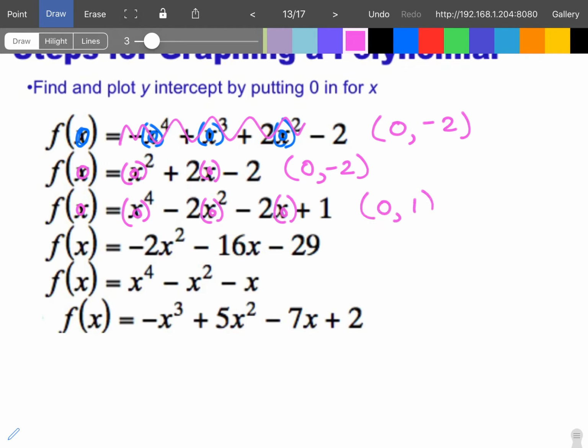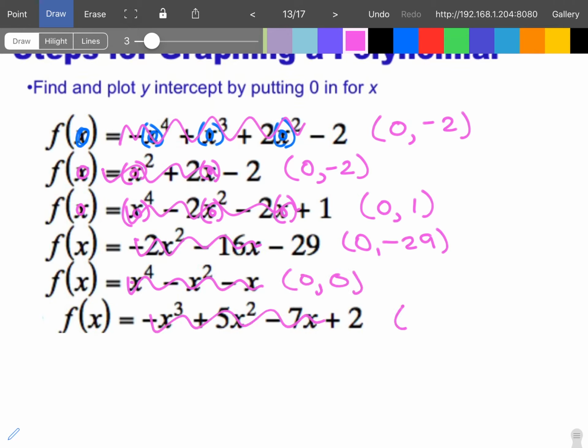This one would end up with (0, 1). Do you notice that basically everything is going away except for that constant at the end? Okay, so this one would be (0, -29). It's very easy when it's in standard form like this. These all would just make zeros. This would be (0, 0), and this would be (0, 2).